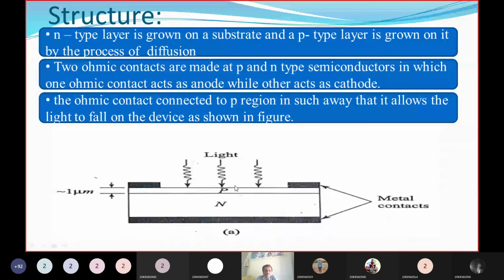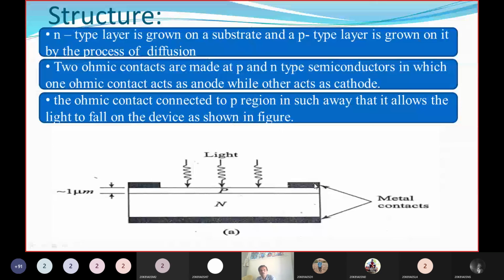Next, the second point: two ohmic contacts are made at the P and N-type semiconductors, in which one ohmic contact acts as an anode while the other acts as a cathode. Now the ohmic contact connected to the P region is in such a way that it allows the light to fall on the device.